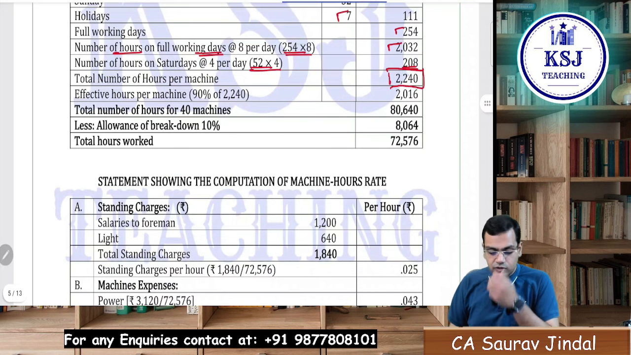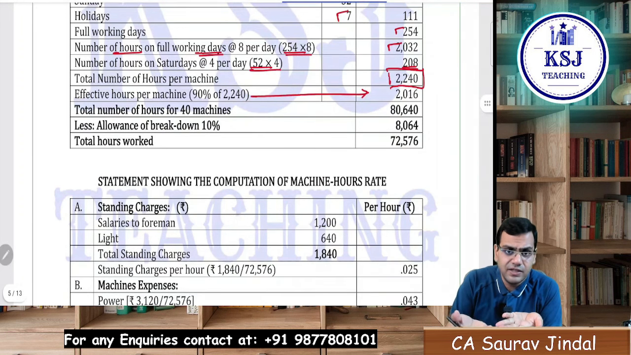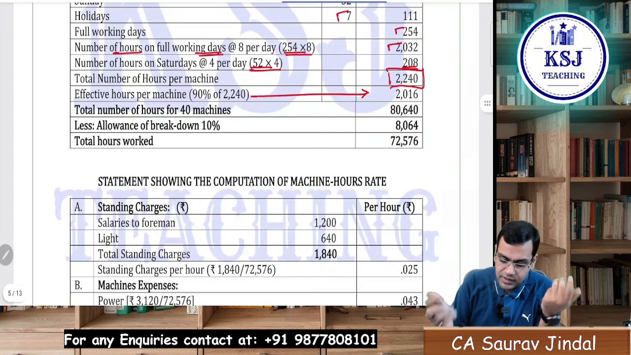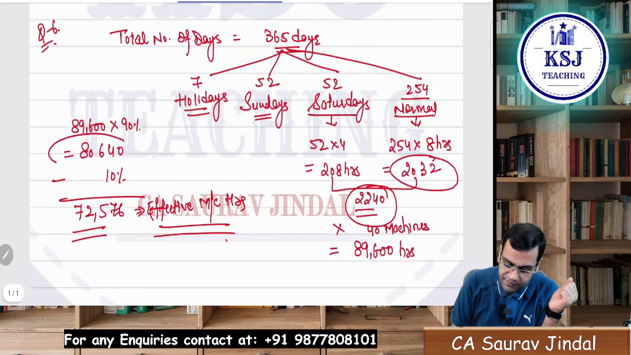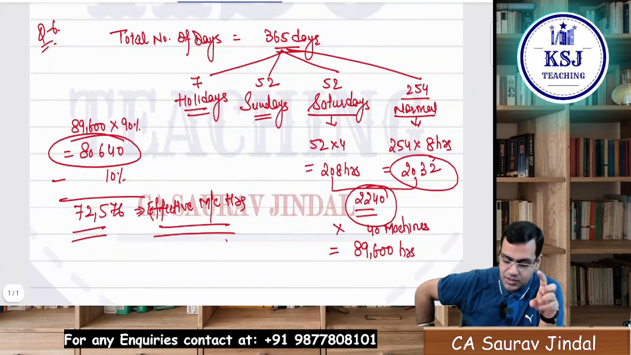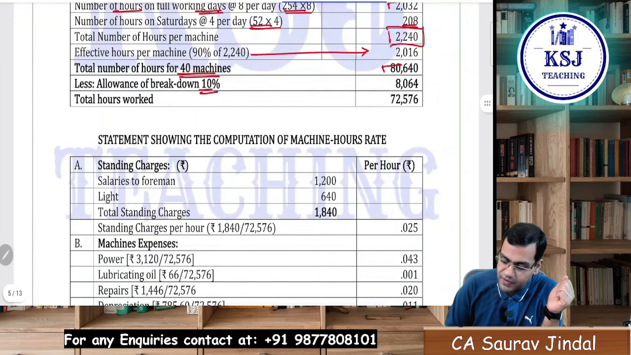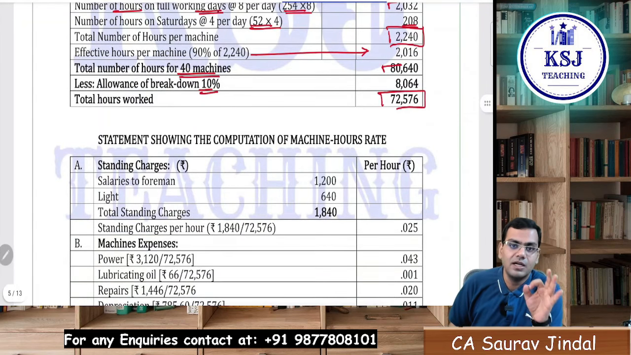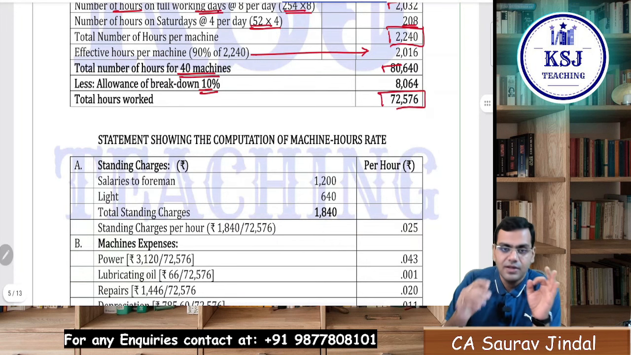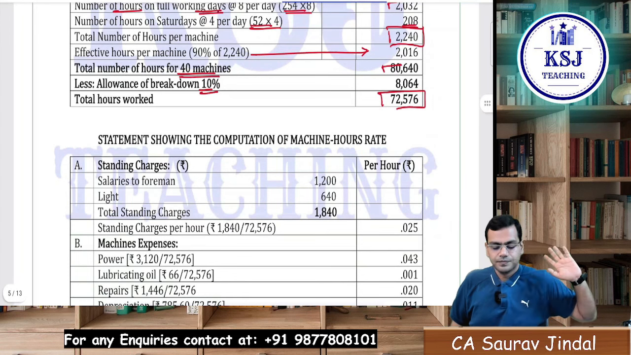Now on this 2240, they have taken 90% here itself. I have first multiplied with 40 machines, then calculated it. So the total for 40 machines is 80,640 at 90% capacity. Further, 10% allowance for the breakdown. So the final effective machine hours is 72,576. This calculation of effective machine hours is the main point in this question, right?